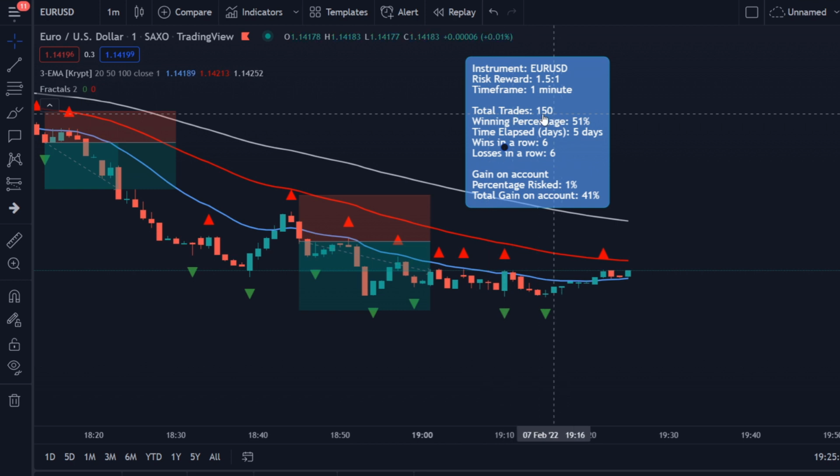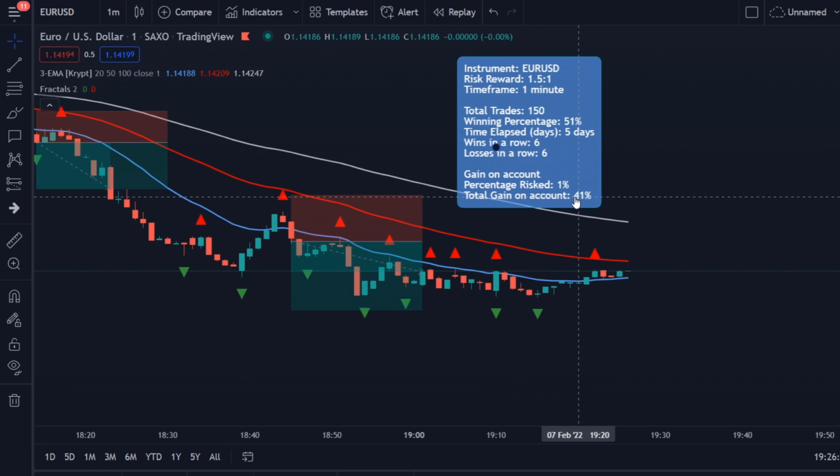Our total trades was 150 and the winning percentage was 51%, which is nice, especially if you're using this risk reward ratio. And it took me 5 days, and we had 6 wins in a row and 6 losses in a row. The gain on the account, like I said, we risk 1%, and in total we gained 41%, which is huge, of course, especially in this time span, 5 days, which is 1 trading week. So we basically made 41% in 1 trading week.